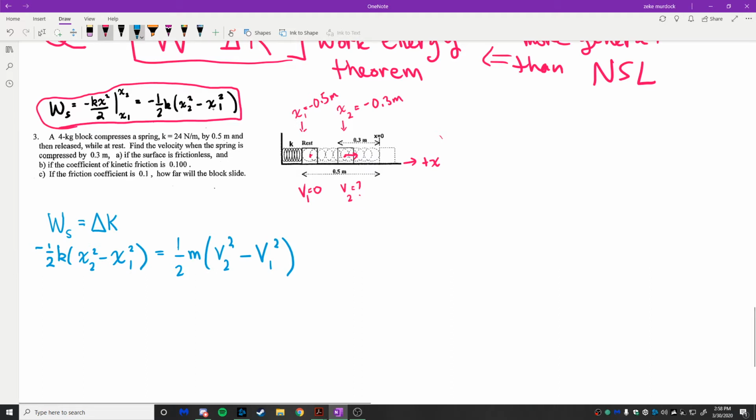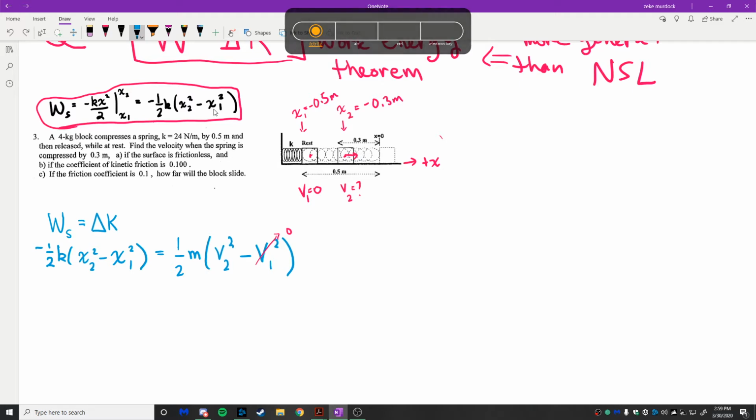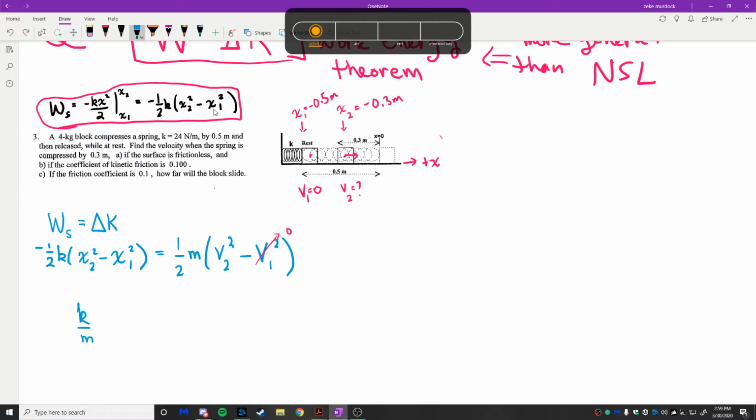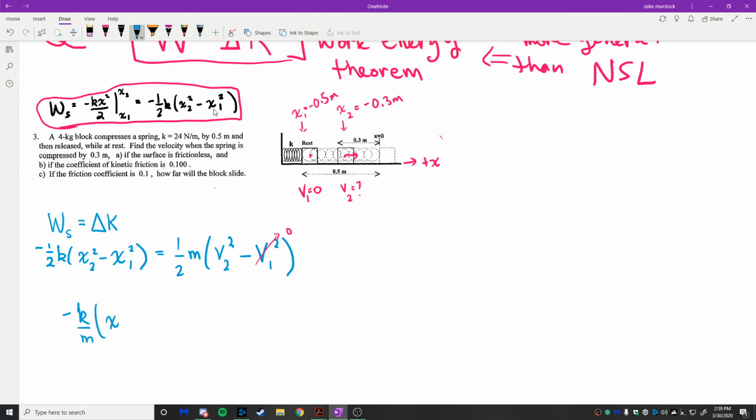And we know that v1 is 0, so that term goes to 0, and we can use that to solve for v2. The halves would cancel, and so the velocity v2 is going to be the square root of negative k divided by m times x2 squared minus x1 squared. So we want to take the square root of this. That should be what we get for v2.